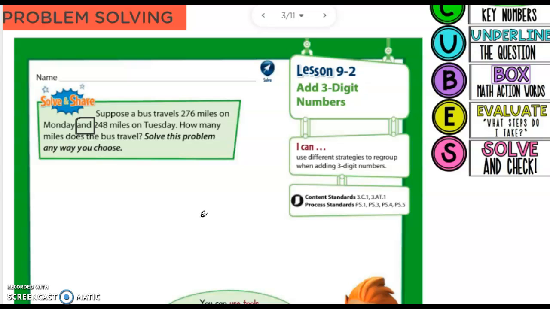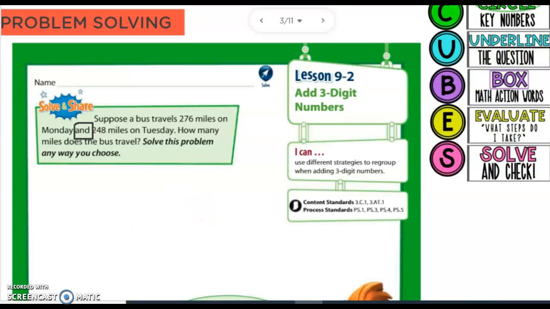Suppose a bus travels 276 miles on Monday and 248 miles on Tuesday. How many miles does the bus travel? So I need to find how far the bus traveled for Monday and Tuesday.